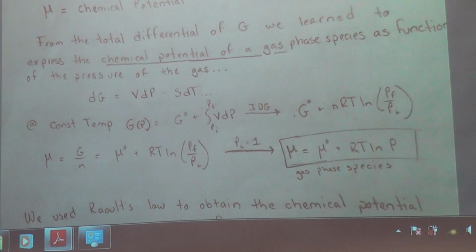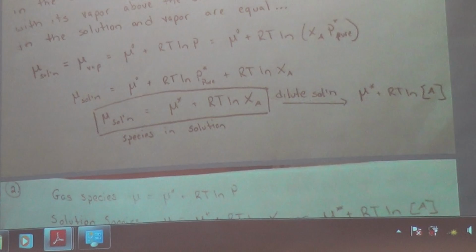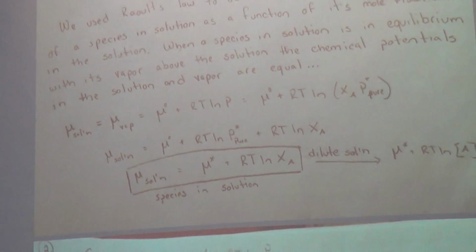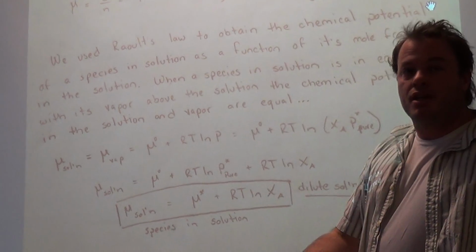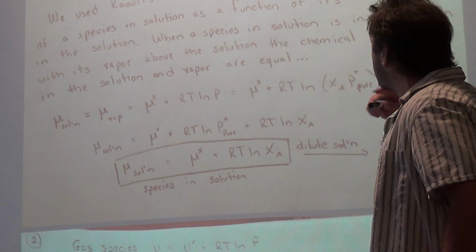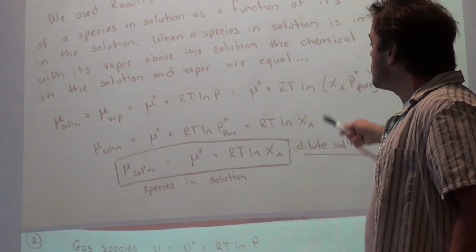This was useful. It's useful if we're talking about gas-phase species, but we're not always dealing with gas-phase species. Oftentimes we're dealing with solutions. And so we wanted an expression that told us about the Gibbs free energy of a species in solution. And for that, we used Raoult's law.